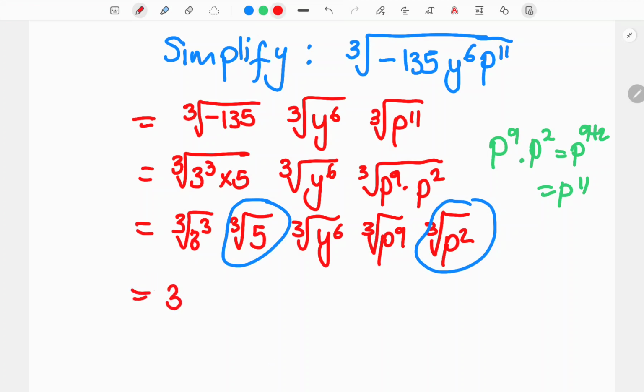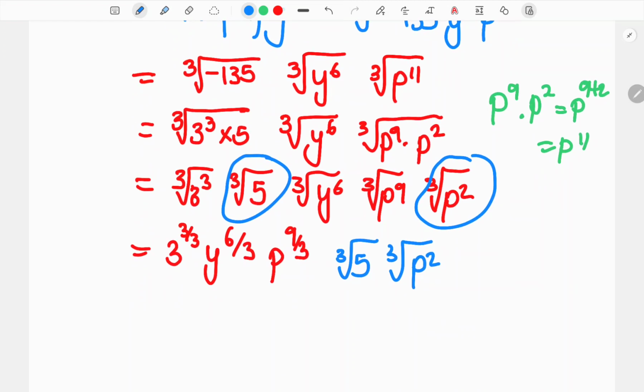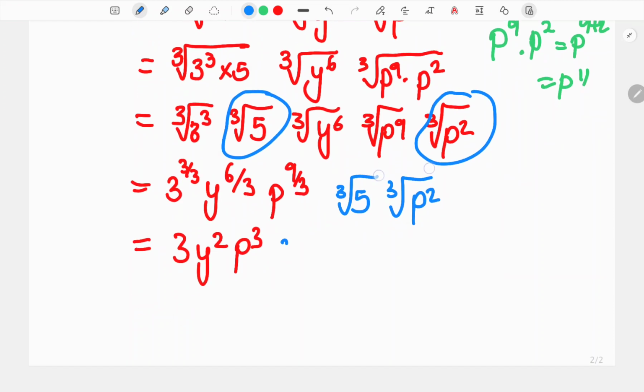Cube root of 3 to the 3 is just 3, then y to the 6 over 3, and then p to the 9 over 3, and then we have, okay, let me write them in blue. The ones circled: we have cube root of 5 and cube root of p squared, right? And then this gives us 3, this is just y to the 2, this is just p to the 3, and so we can rewrite this as what?